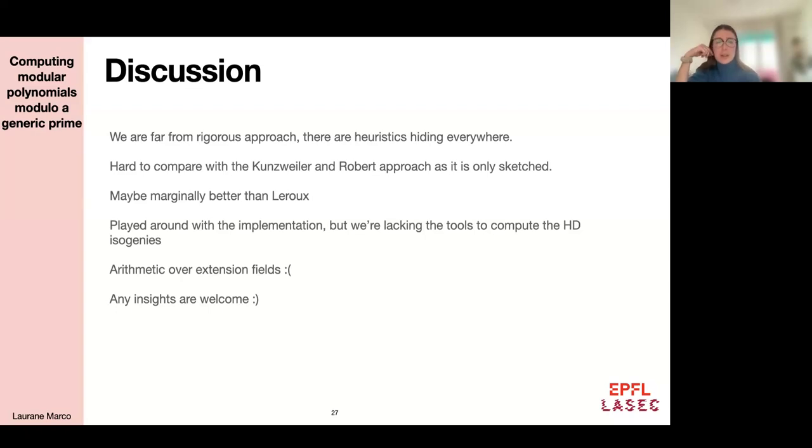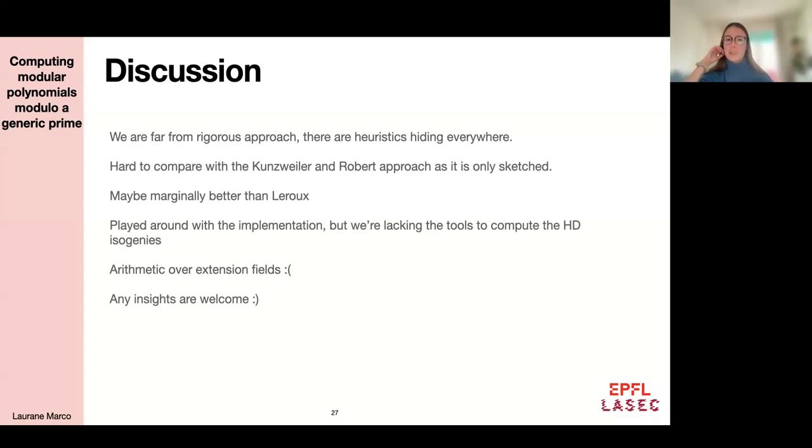It's hard to compare with the approach by Sarah Kunzweiler and Damien Robert because they only sketch it. And I mean, her approach is also kind of not fully worked out yet. Maybe it's better than what Antonin has, or maybe not. We played around a little bit with the implementations, but we're lacking the tools to compute the corresponding high-dimensional isogenies. And we also have to deal with the arithmetic over extension fields, which is not really nice.